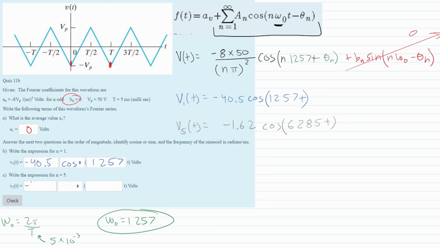And now we can just plug in our answer. We're going to have a negative 1.62. This is cosine. The other possible answer was sine. And then we're going to have 6,285. Make sure you check these values if you're doing them yourself. You want to make sure that you don't have any rounding errors, because I heavily rounded them just for simplicity here. But that's how you would go about solving this problem.